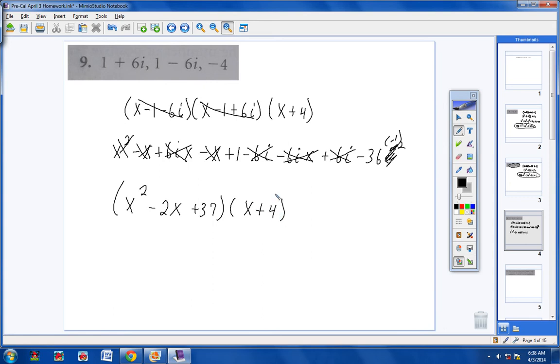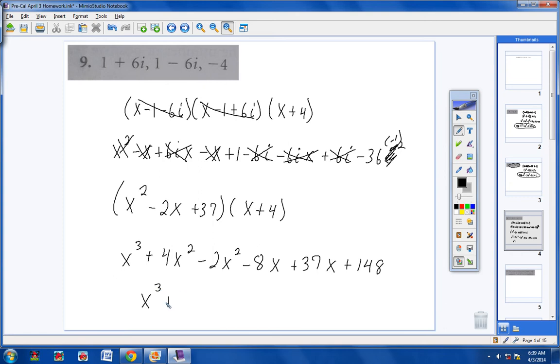And here we go very quickly. Take your x squared and multiply it through. That would be x cubed plus 4x squared. Now take your negative 2x and multiply it through. Negative 2x squared, negative 8x. Now take your 37 and multiply it through. 37 times x is 37x, and 37 times 4 would be 28, carry your 2, 148, I believe. Now let's go ahead and combine like terms.